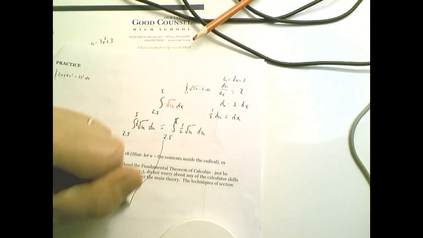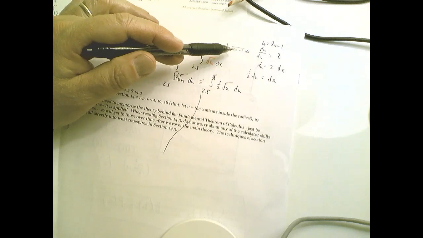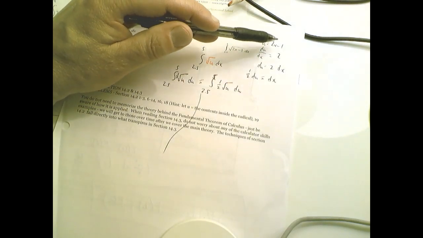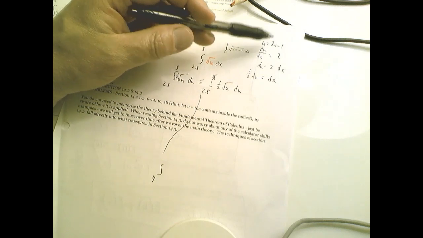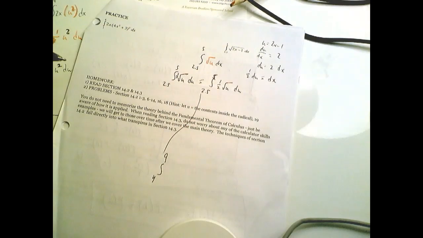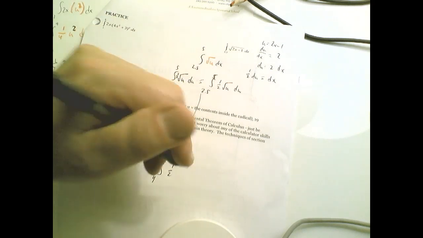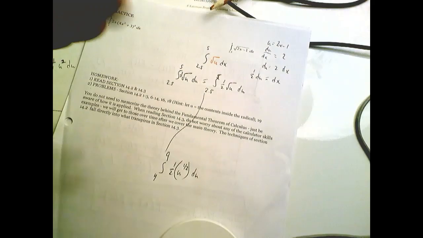So I'm going to move down here. When x equals 2.5, I'm going to have u equal to 2 times 2.5, 5 minus 1, 4. When x equals 5, 2x minus 1 is 2 times 5, 10 minus 1, 9. Now I do have everything in terms of u. I have 1/2, and by the way, I'll write the square root of u now as u to the 1/2 power du. Again, just to declutter things for a moment, from 4 to 9, and I'll stick the 1/2 out front.